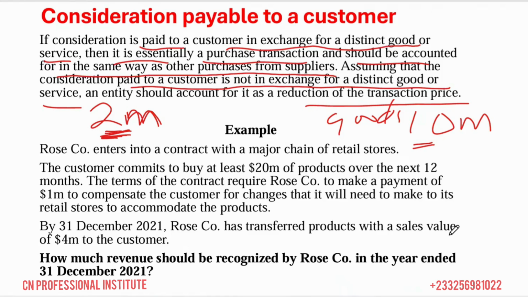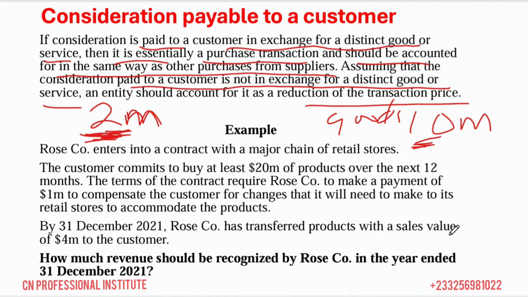The contract is you sold goods worth 10 million to the customer, so you have to receive 10 million from the customer. But there's the same contract with the customer where in this case you are paying 2 million to the customer. So the standard is saying, okay, if this 2 million that you are paying to the customer is in exchange for goods, if the customer will give you goods in exchange for these 2 million, then we record this 2 million as purchase.